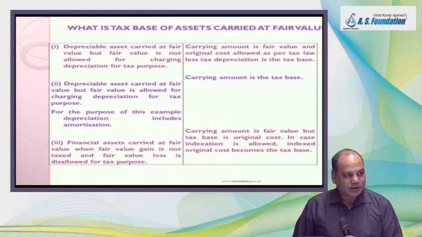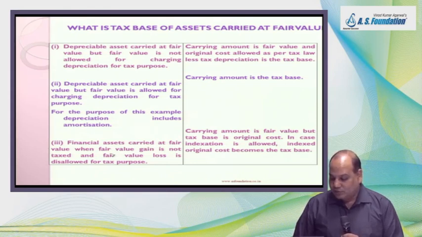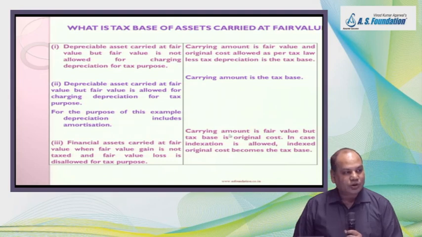Third is financial asset. This will give rise to another challenge in future in many countries, because in the books of account you are carrying financial assets at fair value. You will increase the value, decrease the value, both. But fair value is not allowed for tax purpose. Fair value gain or fair value loss, both are disallowed for tax purpose. So in this case, the carrying amount will be the fair value, but the tax base is the original cost.